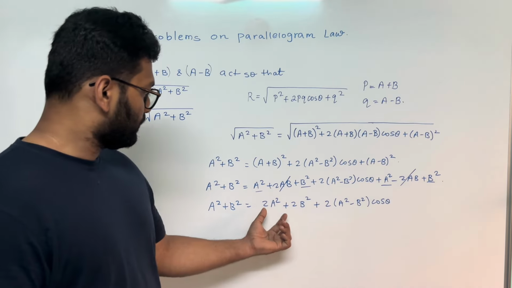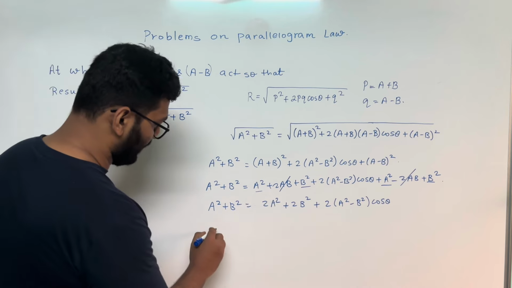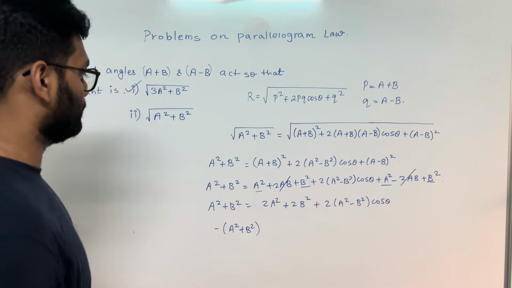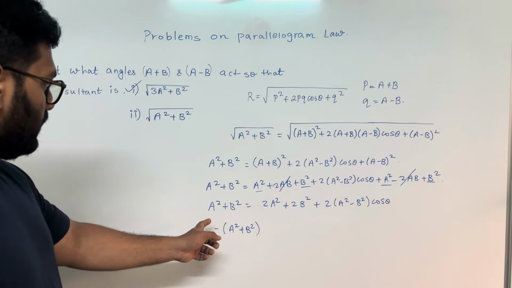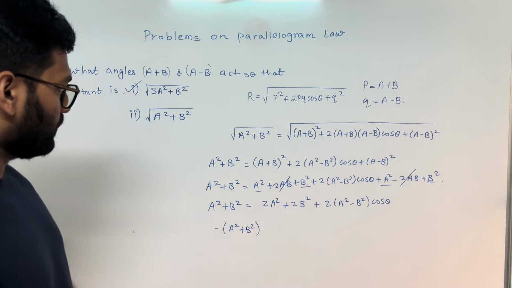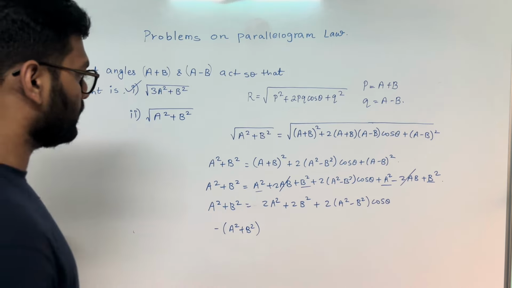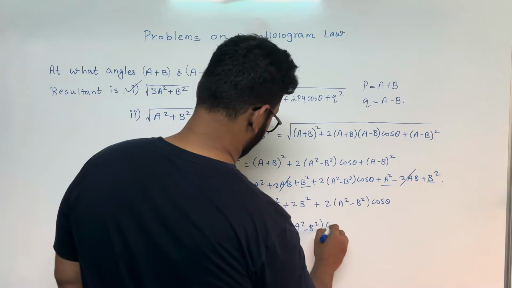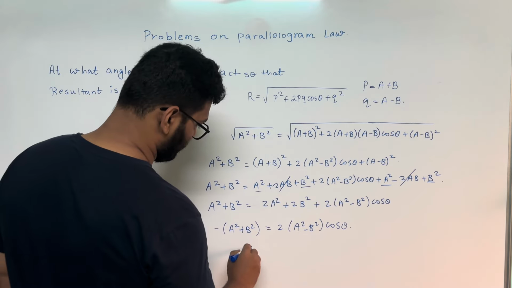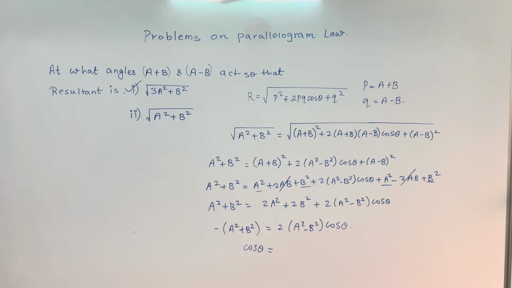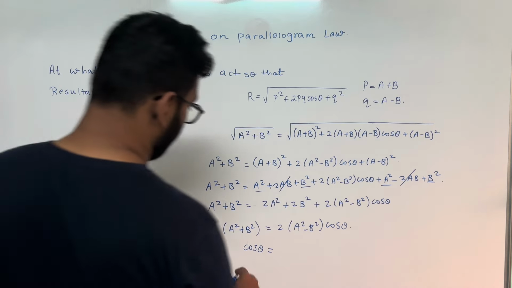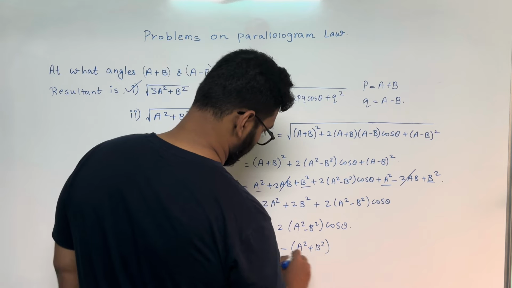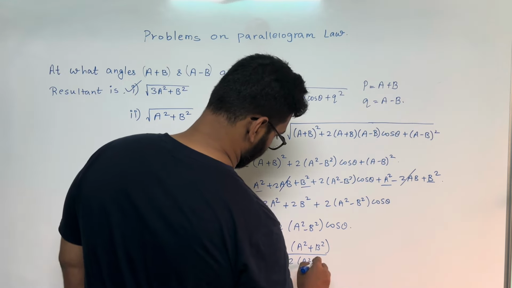Now you can see from here this is 2a square plus 2b square. When I take it to the left side, I will get a square plus b square minus of (a square plus b square), right? That's what I am going to get. Okay, so this is equal to 2 times (a square minus b square) cos theta. Cos theta is equal to minus (a square plus b square) upon 2 times (a square minus b square).